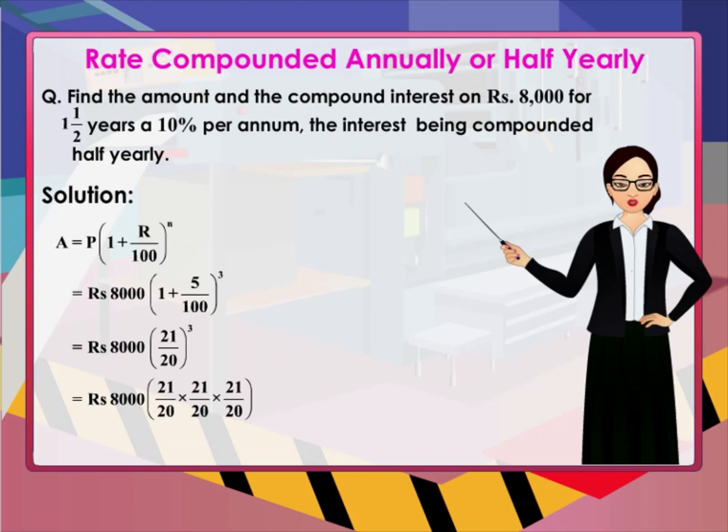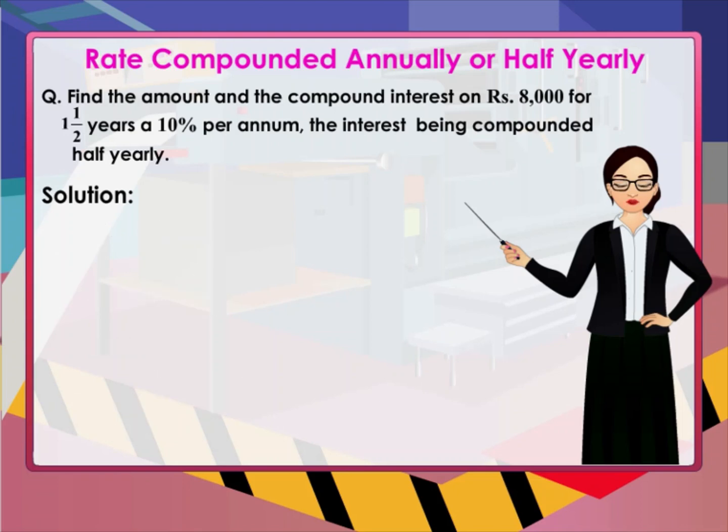Cancel all the zeros. Then cancel 2 times 4 is 8. Again cancel 2 times 2 is 4. And finally cancel 2 times 1 is 2. Now multiply all the 21s. Hence the amount is rupees 9,261.